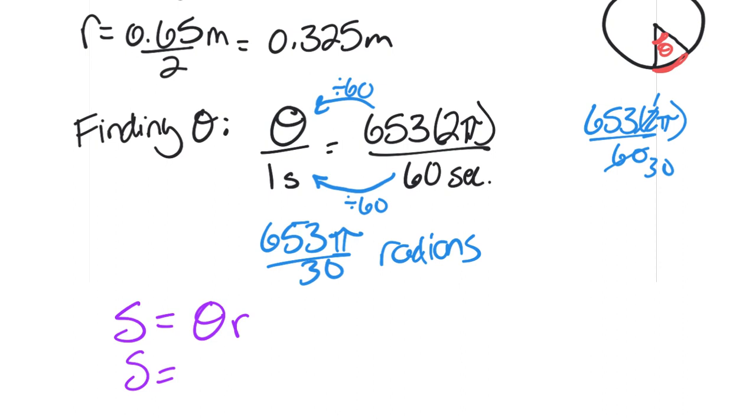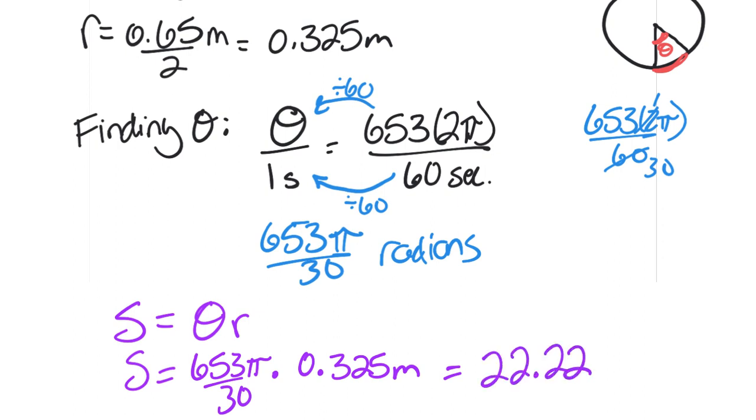So now I'm going to use my equation. The arc length is going to equal theta times r, the radius. And so theta is going to be 653 pi over 30 radians times our radius of 0.325 meters. And this is going to give us 22.22 meters, or you could just round it to 22.2. But that's what we end up getting. And keep in mind, is this a reasonable number for how far the car can go in 1 second? Yeah, it does seem reasonable.